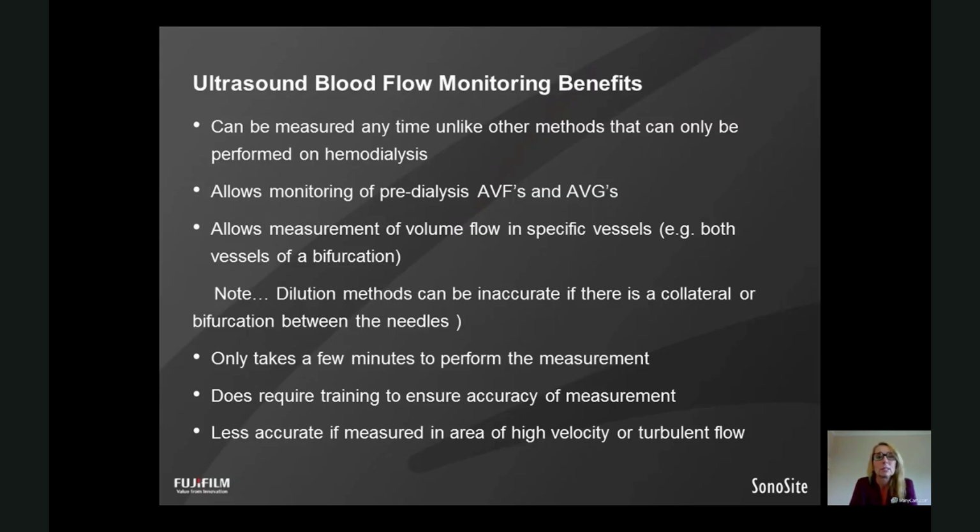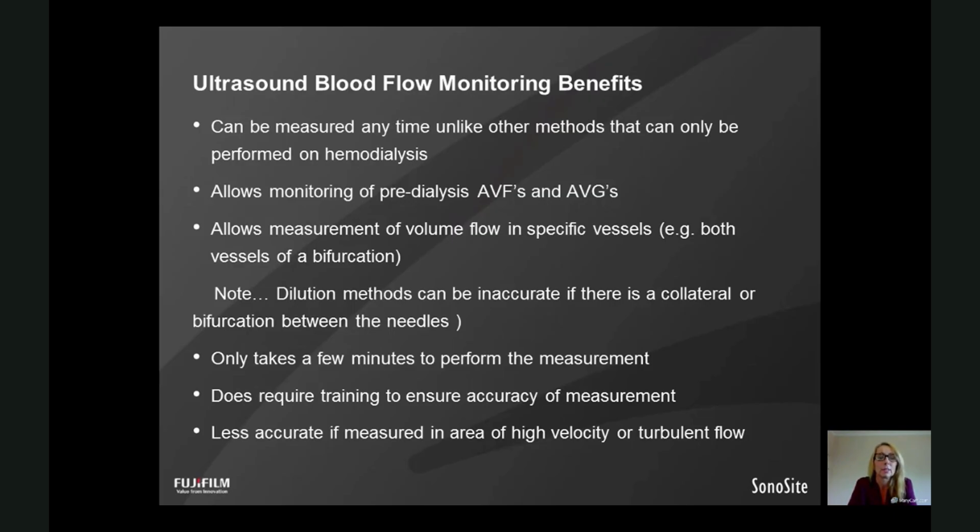It only takes a few minutes to perform the measurement, so it's quick and easy. Once you've had a lot of practice, it's quite straightforward. I can also do the measurement in the brachial artery while they're on dialysis without slowing down the patients getting on dialysis. It does require training to ensure the accuracy of the measurement. So we'll talk about some real things that we can look at that will improve your measurements and ensure they're as accurate as possible. So that's some of the things we'll discuss further on.